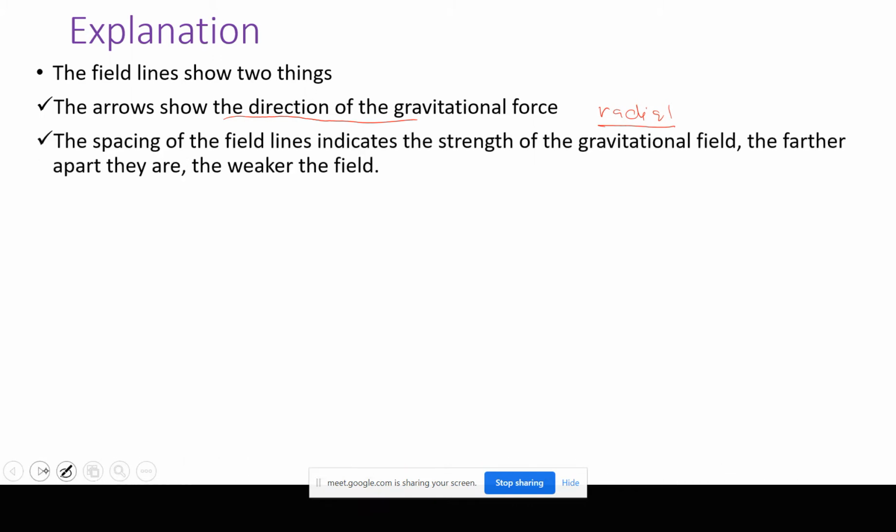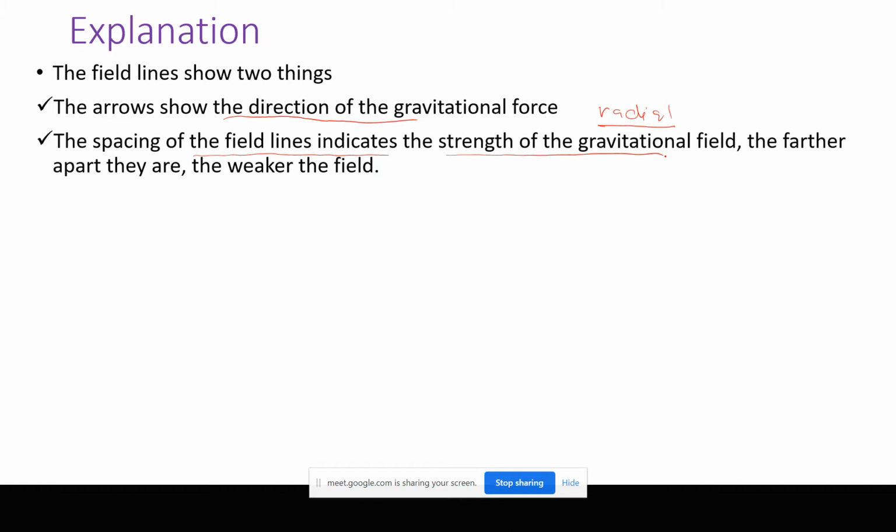Number two, the spacing of the field lines, we have already seen, indicates the strength of the gravitational field. We have seen for the Earth, in particular, on a large scale, close to the Earth's surface, the field lines are closer, so we say the strength is higher. As you move away from the Earth's surface, the field lines move apart, so the strength is smaller.